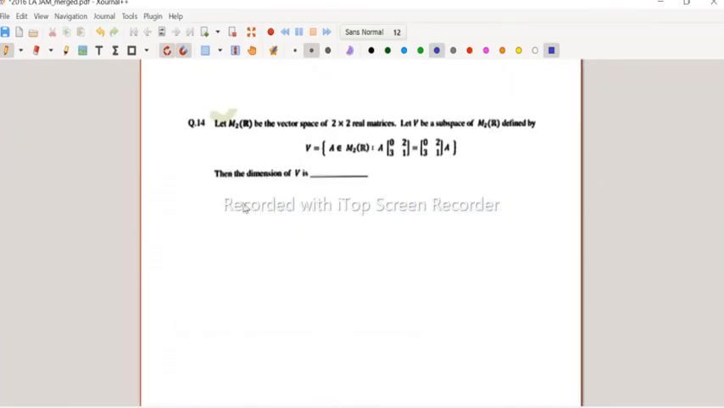Now look at this problem. Let M2(R) be the set of 2 by 2 matrices, and V the subspace defined by collecting the matrices A satisfying this property. Then what is the dimension of V? Now V is the set of all 2 by 2 matrices. We take A, B, C, D, so there are 4 unknowns. We try to reduce the unknowns using this condition.